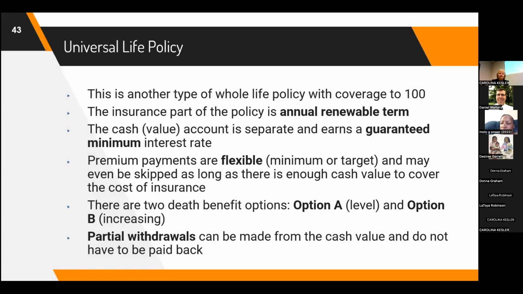So universal life is another type of whole life policy with coverage to age 100. The insurance part of the policy is annual renewable term. Remember what we learned about annual renewable term? It goes up every year, right? The price gets higher. Do you think people understand that when they buy this stuff? They have so many lawsuits about it, I can't even tell you, right? Because people don't understand it.